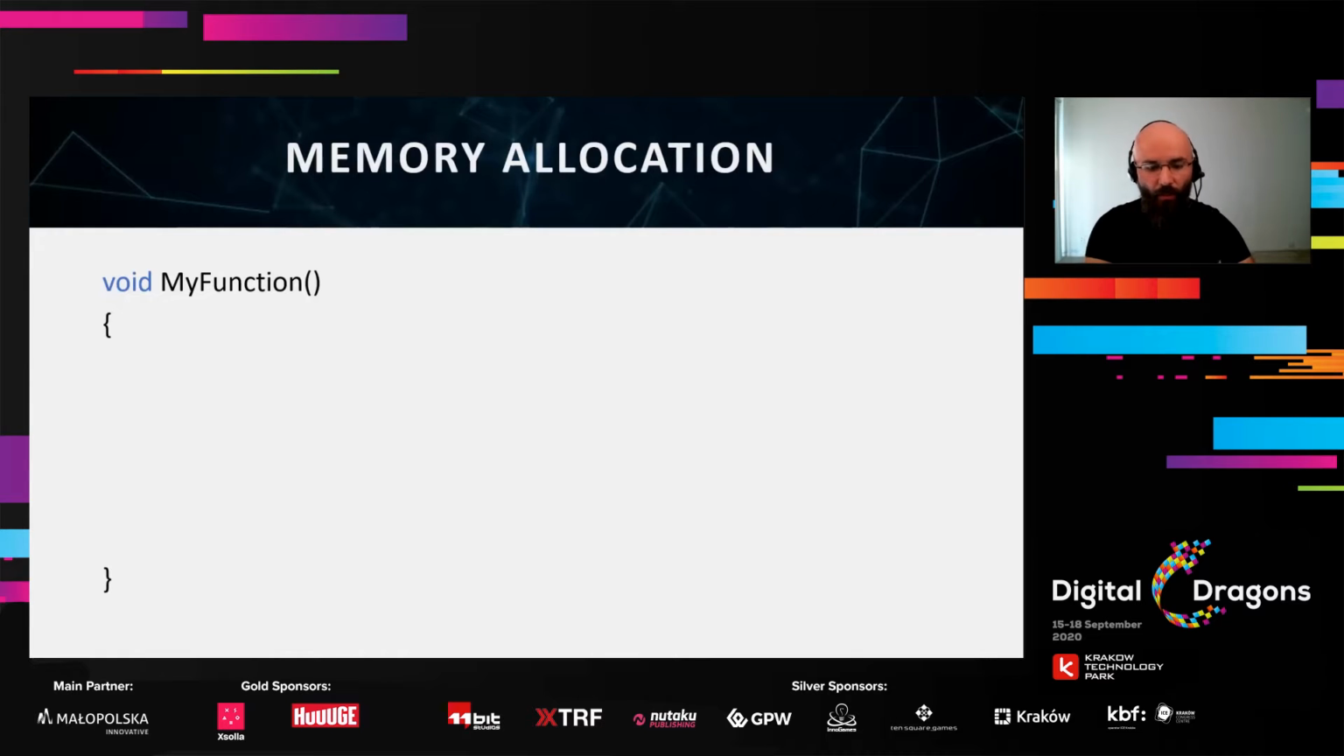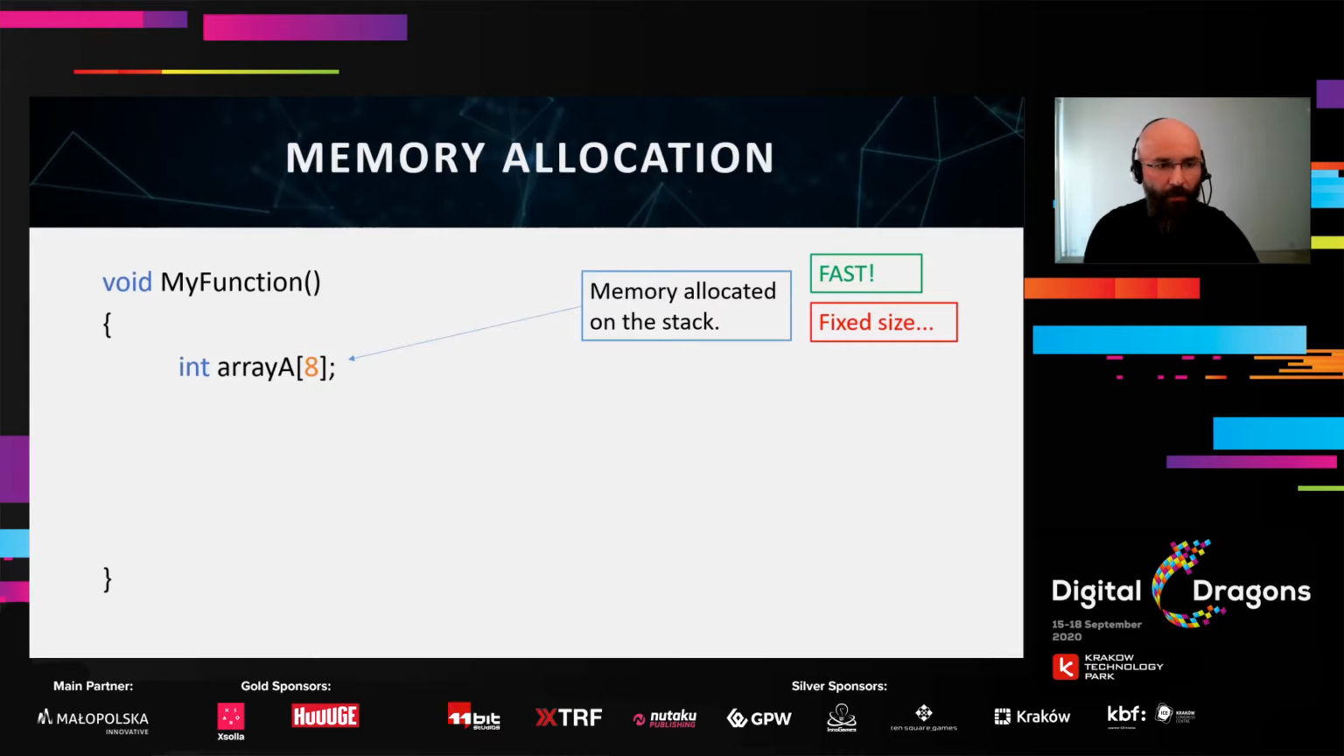Going further with memory allocations, I'd like to specify what I mean by that. We have a few options we can use for arrays. We can have memory allocated on the stack, like here with array A, an array with 8 elements. This is very fast because we are allocating it on the stack immediately when we enter that function. But unfortunately, it's just a fixed size. We have exactly 8 elements.